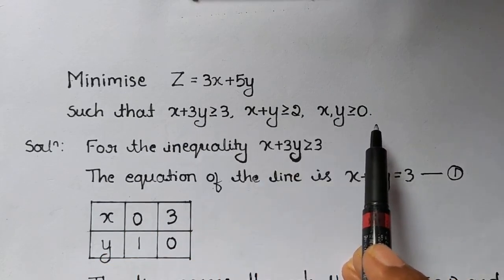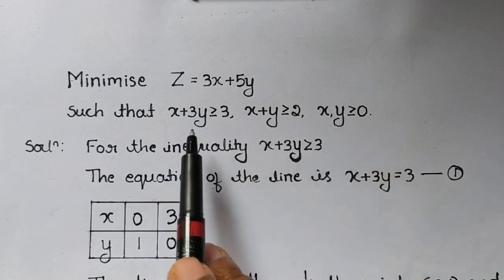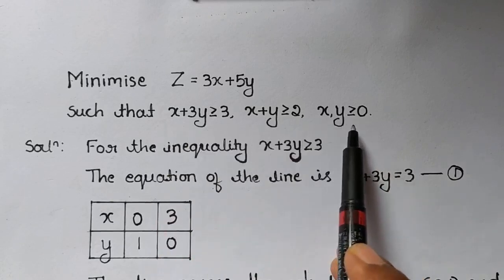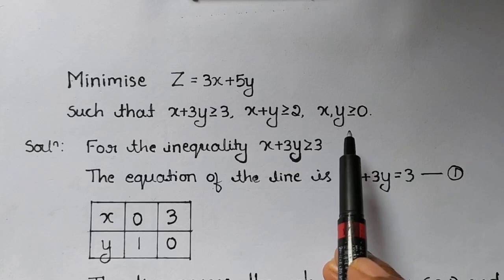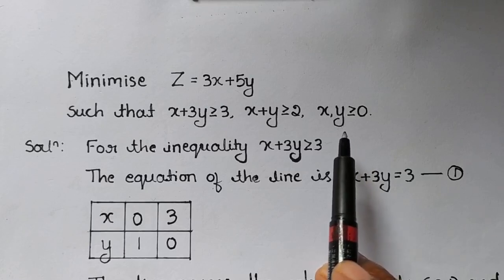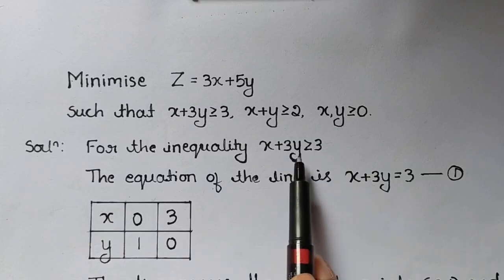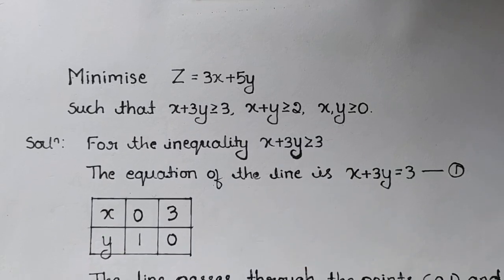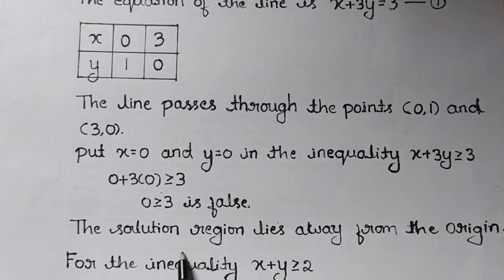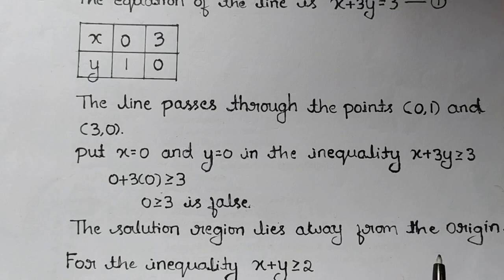The method is very simple. We solve these inequalities one by one, and for each inequality we follow two steps. The first step is find the points on the line of the inequality, and the second step is find the solution region of the inequality. Now let us solve this example.